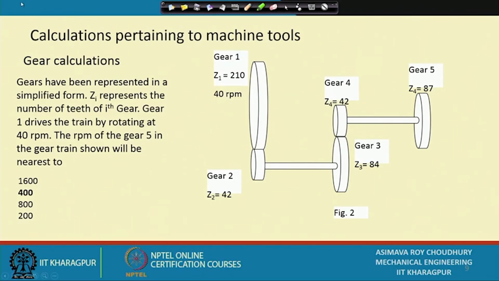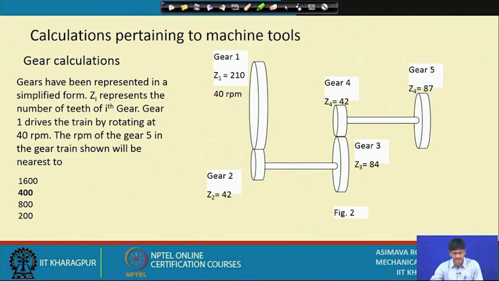We have a gear train and we are given, what are we given? The gears have been represented in a simplified form, that is understood. They are represented as circles seen from an angle. So, in this particular view, we are seeing gear numbers mentioned to identify them, and numbers of teeth have been mentioned as Zi. So, Z1 represents the number of teeth of gear 1, Z2 represents the number of teeth of gear 2, and the rotations per minute of the first gear has been mentioned.